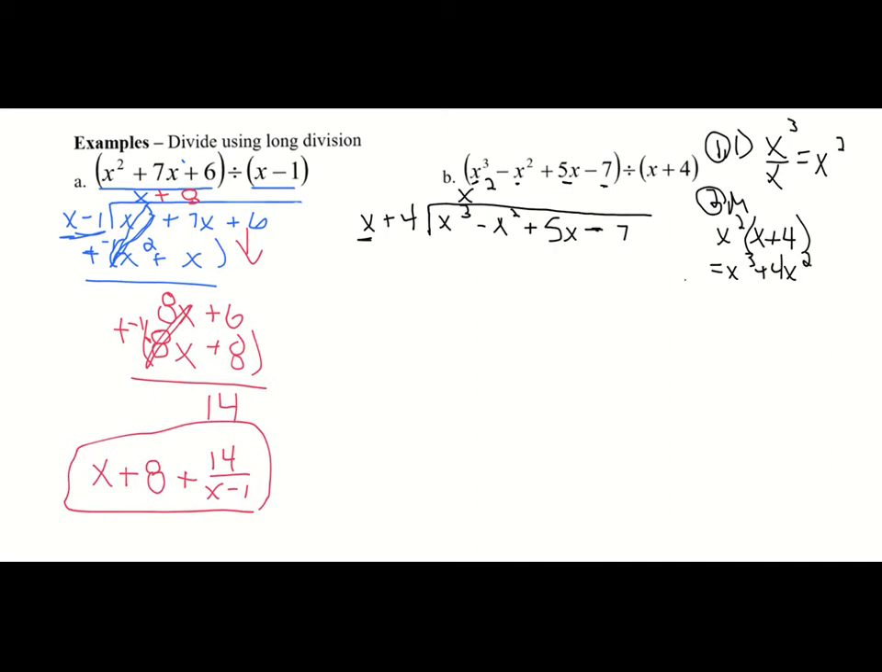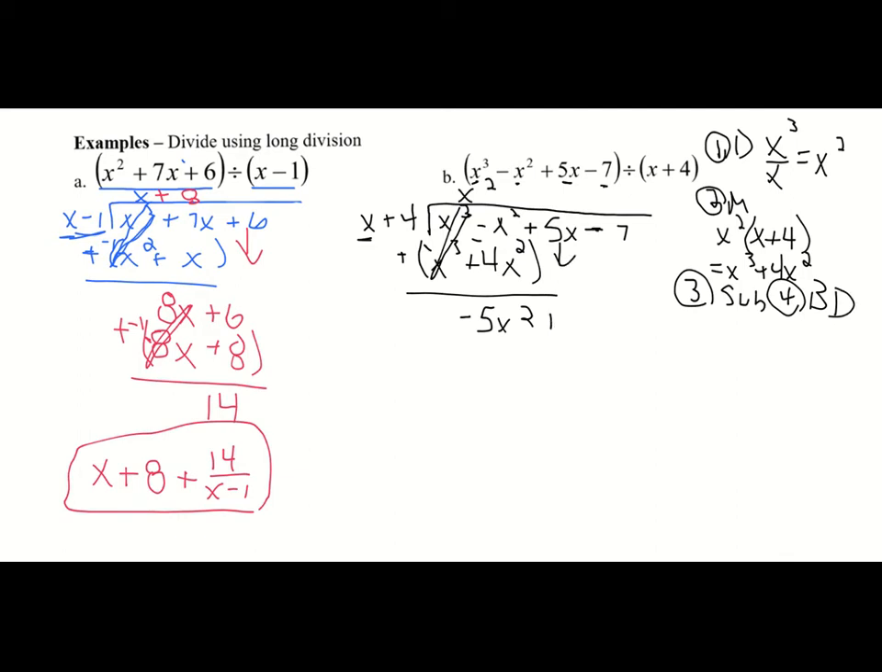So now, step 3, remember we subtract. So we're going to do our minus x cubed plus 4x squared. And again, here, think, distribute that negative. So we're going to have our minus and our minus there. The first terms cancel. We have negative x squared and negative 4x squared. So that's going to end up being negative 5x squared. And step 4, we're going to bring down. So I'm going to bring down the 5x. And then we're going to start the process all over again.